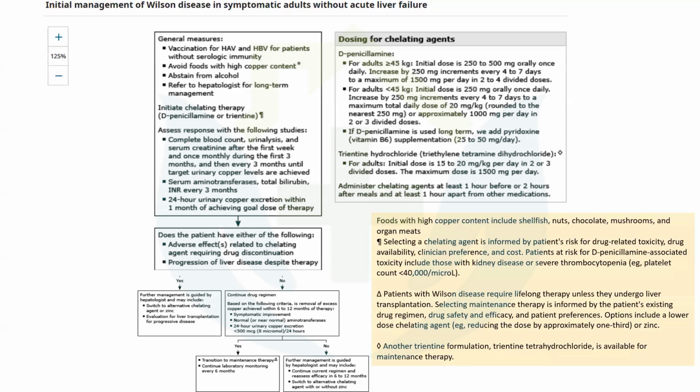And initially all the baseline investigations have to be done. Then initially weekly, then monthly, and then every 3 months, we have to target the urinary copper excretion and also the liver enzymes. Every 3 months we have to monitor while the patient is on therapy. Based on side effects and tolerance, we choose the drug accordingly. And lifelong therapy is needed. That is the most important thing, the lifelong therapy.